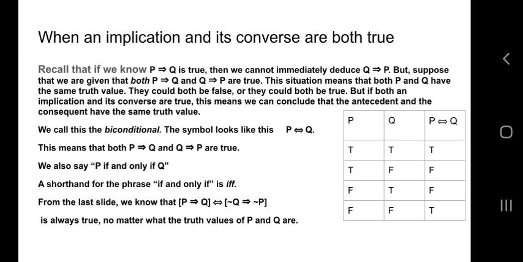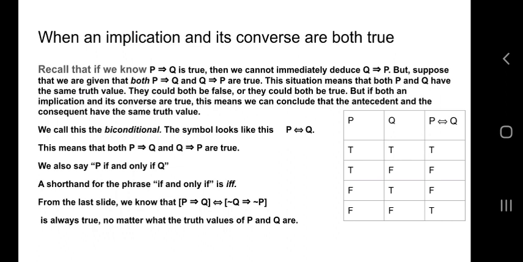Okay, another way to say P biconditional Q is P if and only if Q. And that phrase, if and only if, comes from the fact that if you say P if Q, that means Q implies P, but if you say P only if Q, that means P implies Q. So it's kind of like saying that they both have the same truth value, or they both imply each other.